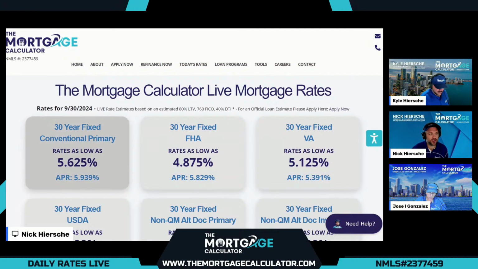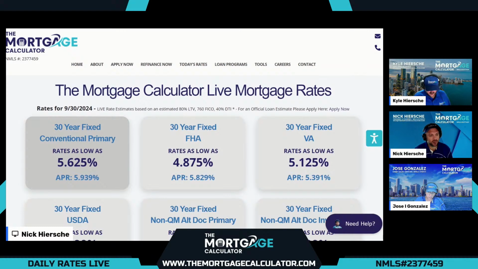So first up, 30-year fixed conventional for a primary home. Back down below 6, which is amazing. It peaked up a little bit there last week, but back down to where we like to be. Rates as low as 5.625. Final APR, 5.939, which is awesome. Definitely 1.5 year lows, give or take, right at this level, which is amazing.